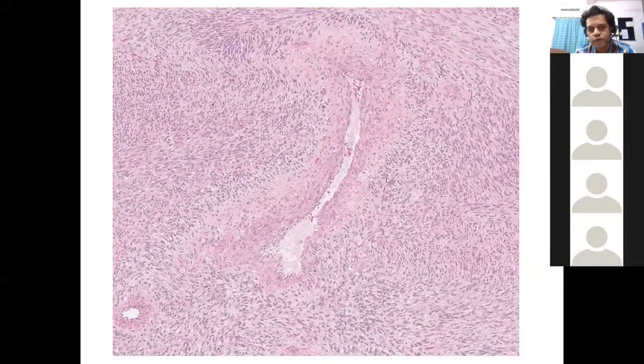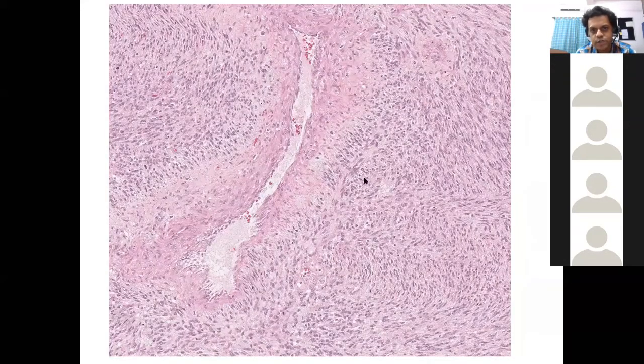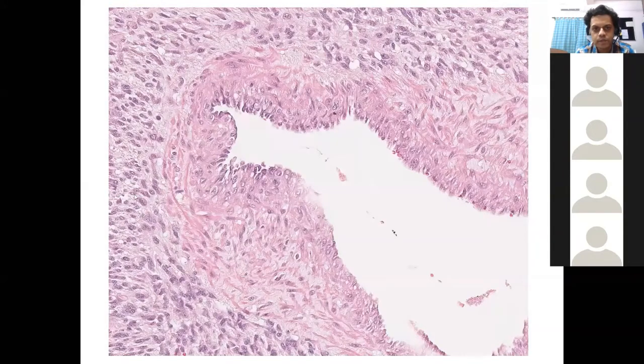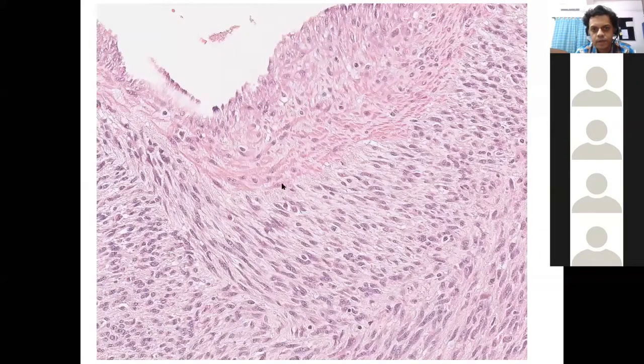Okay, so you are having a bit of proliferation of these tumor cells and accentuation within the wall of the vessel. Here you see these particular tumor cells appear as if they're going into the vascular wall, perivascular accentuation. Again, perivascular hypercellularity is beautifully seen.